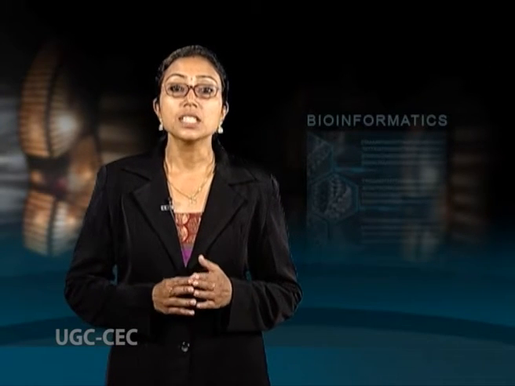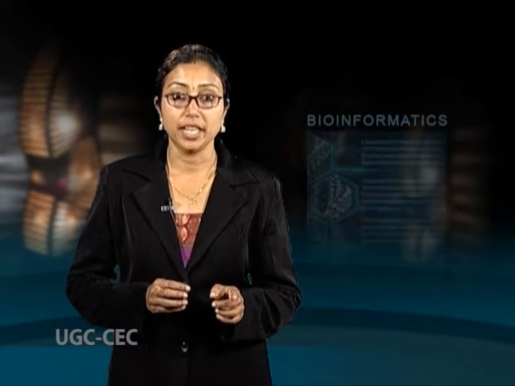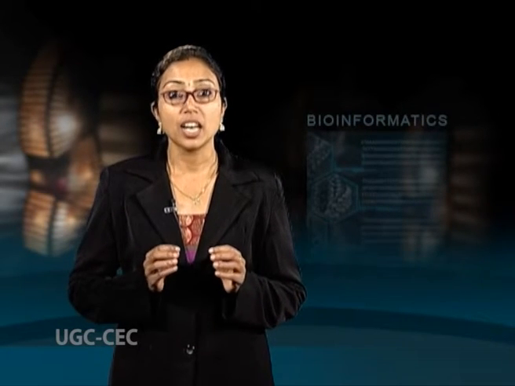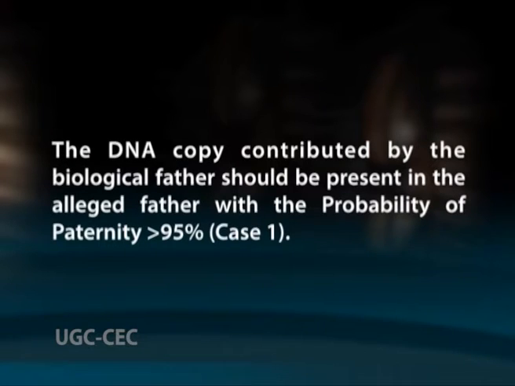DNA typing is based on the fact that a person possesses 2 copies of DNA, maternal originating from the mother and paternal from the father. The DNA from the mother, the alleged father and the child are analyzed to evaluate paternity. The DNA copy contributed by the biological father should be present in the alleged father, with a probability of paternity greater than 95%.